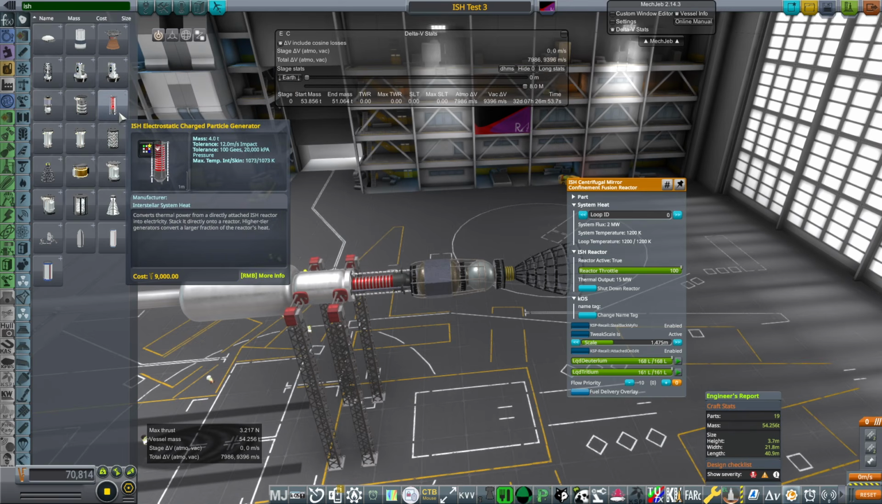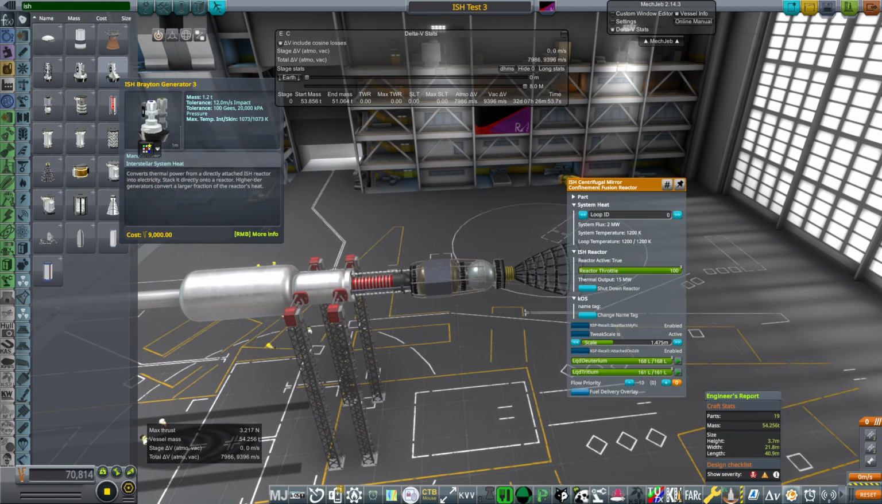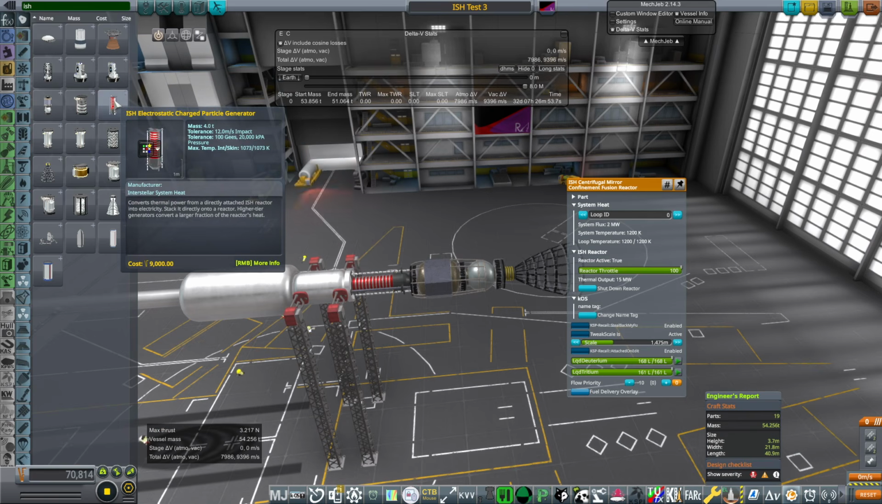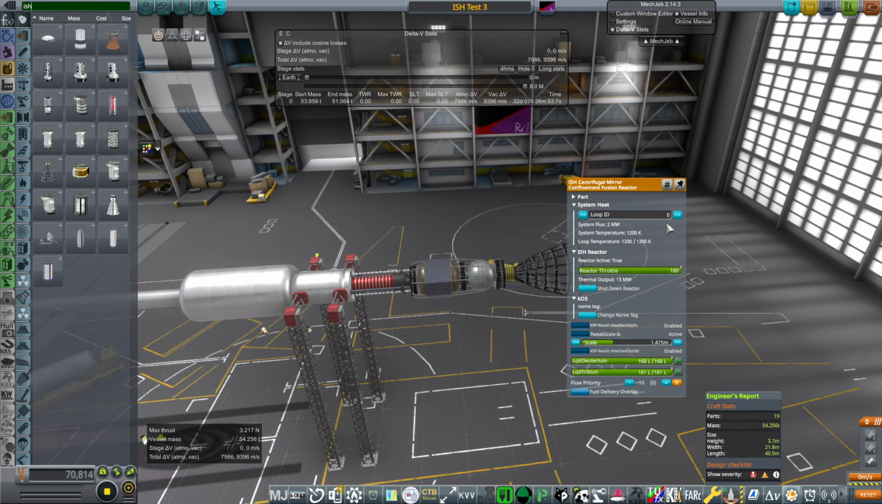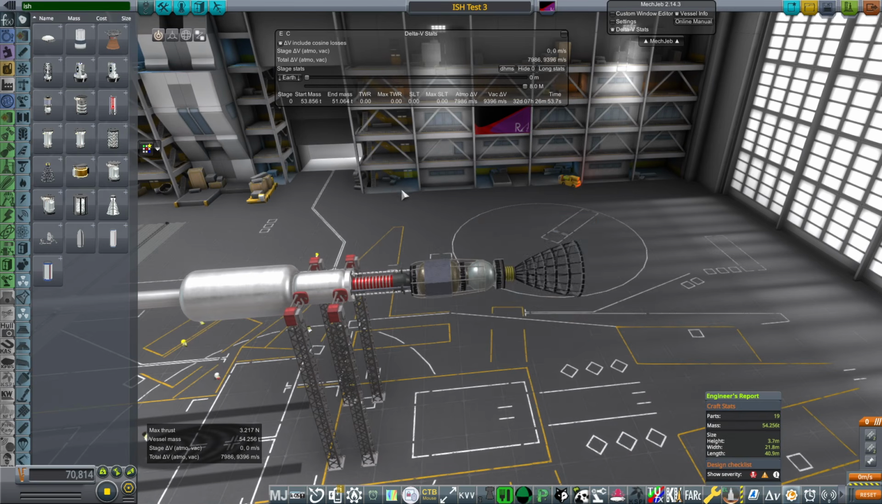The electrostatic charged particle generator is actually pretty heavy, but it's very efficient. So the Brayton generators work at like 35% efficiency. The charged particle one can work at 85% potentially. So you can see that we only have a system flux of 2 megawatts out of 15. That's because it's generating the 12 megawatts. So it's pretty good like that.